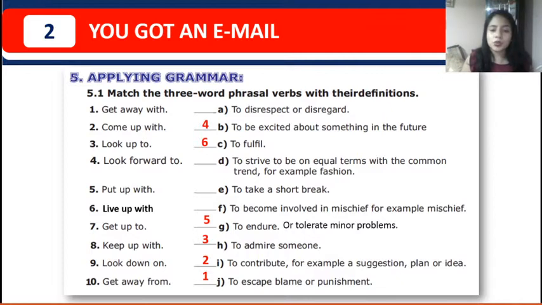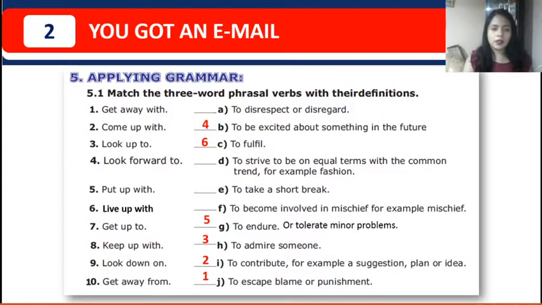Get up to. What is the meaning of get up to? Tell me, please. You have to become involved in mischief, for example. Or what is a mischief? When you behave wrong. When the kids behave wrong. They start to cry like a baby. So, what is the meaning of get up to?